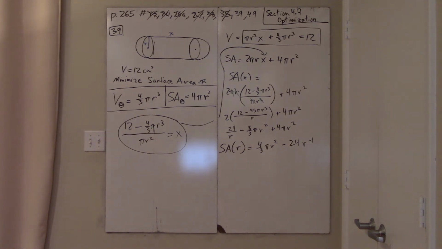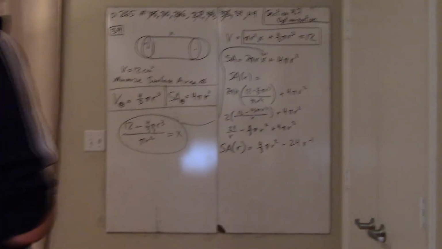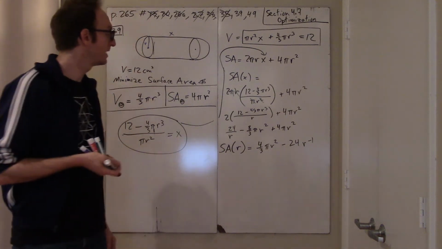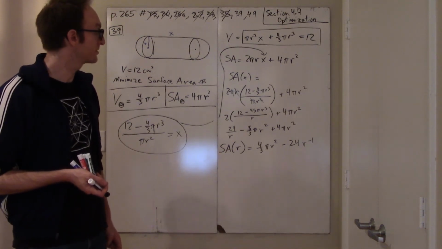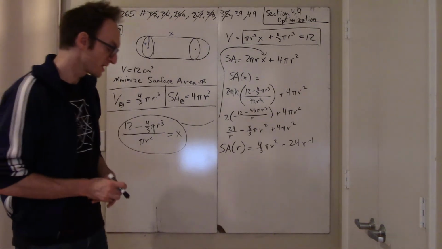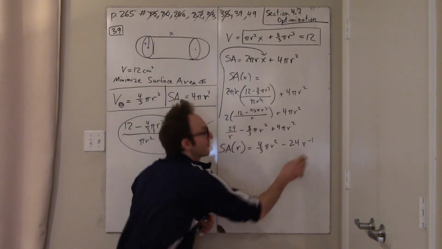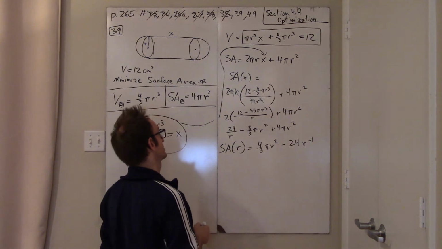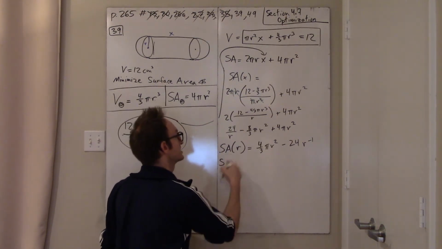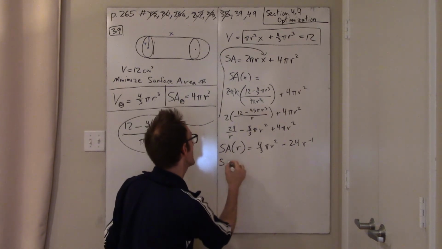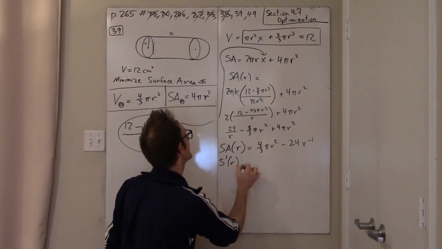Now comes the easy part, relatively speaking. I need to find out where this surface area is minimum. So to find out where this surface area is minimum, I should take the derivative. So let's take the derivative of this. I'm going to just start calling this s instead of SA. So what is s prime of r?